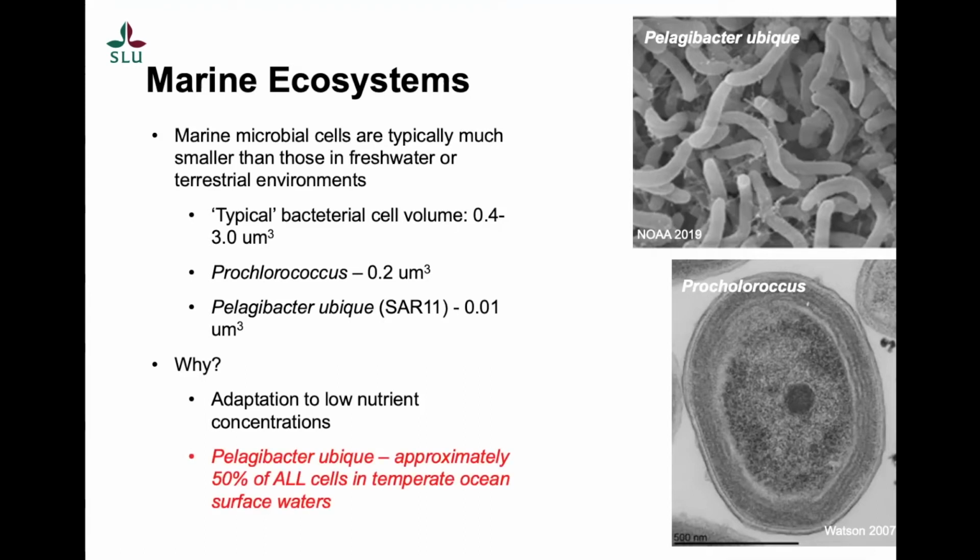And during warm seasons, it can actually make up 50% of all cells that you find in the ocean. That's why it's named Pelagibacter ubique. It's ubiquitous, it's everywhere.